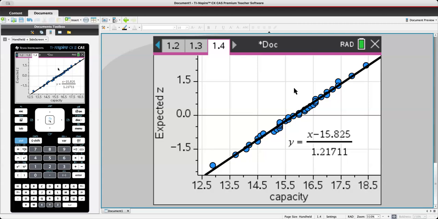Okay, so again, two things today. Inverse norm, which is where we take the area and go back to a z-score. And normal probability plot, which is where we're checking to see if a distribution is normal. And we do that by graphing the data points and running a normal probability plot and checking to see how linear that plot is. Questions for me?